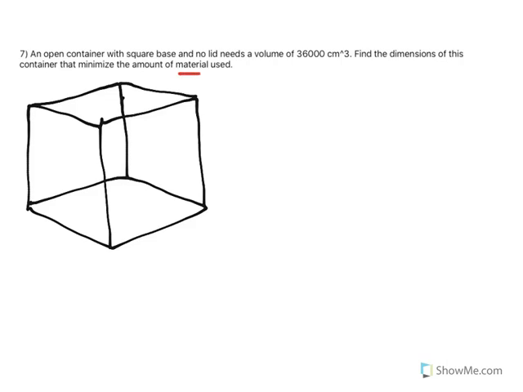So we always, for optimizations, want to figure out what we want to optimize. And what we want to optimize is the area. So the area total is the area of the 4 sides plus the base. So I'm going to label the base, it's square, so I'm going to label it x by x, and then the height. So the total area of the entire box will be x squared for the base plus 4xh. X times h is the area of one side, and there's 4 of those sides.